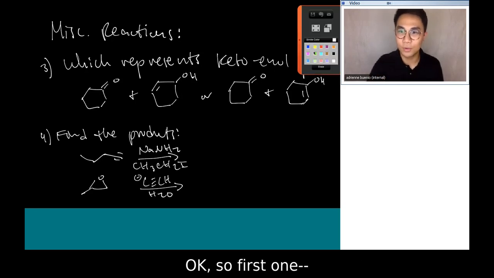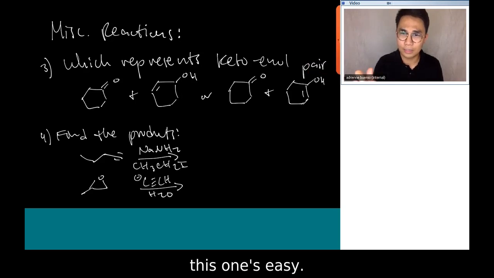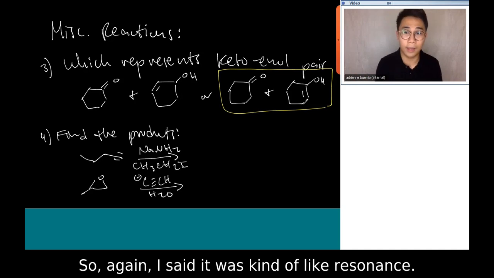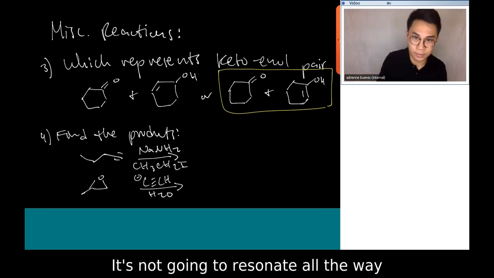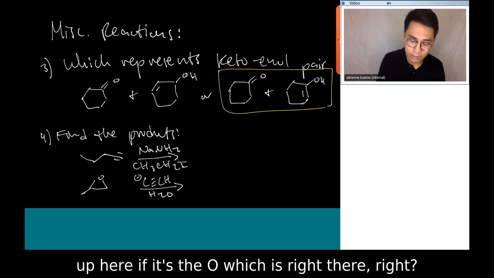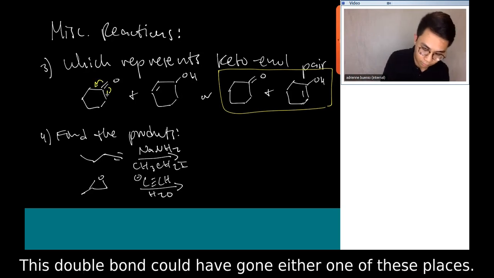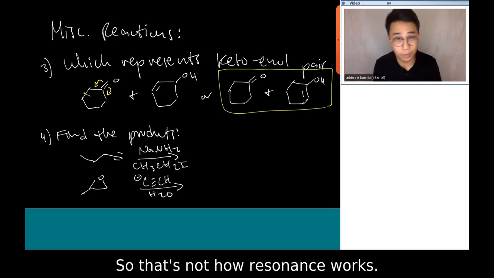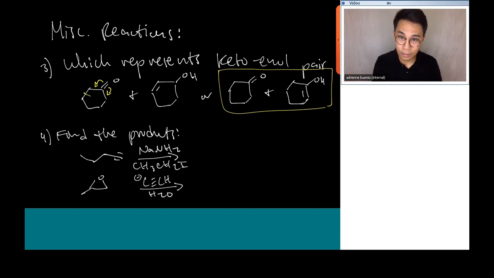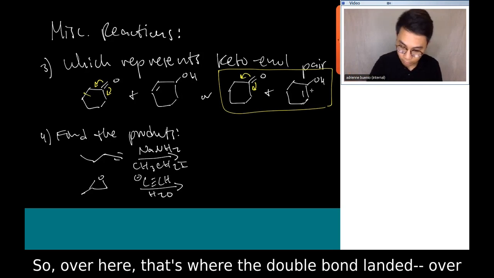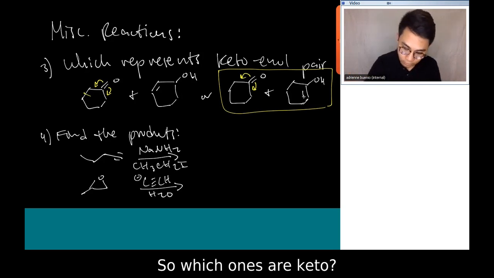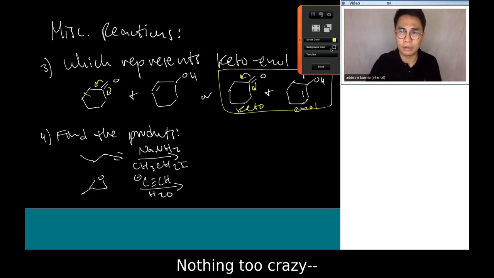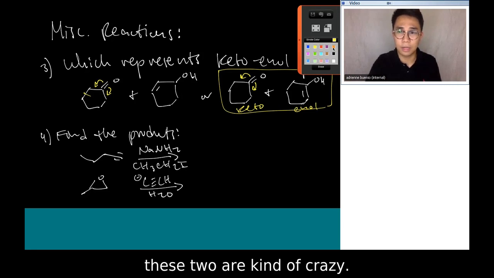Okay, so first one, this one's easy. You guys should have gotten this one, right? So again, I said it was kind of like resonance, right? It's not going to resonate all the way out here if the OH is right there, right? This double bond could have gone either one of these places, right? But it's not going to go all the way out here, right? So that's not how resonance works. So over here, that's where the double bond landed. So which ones are keto? Which ones are enol, right? Nothing too crazy.